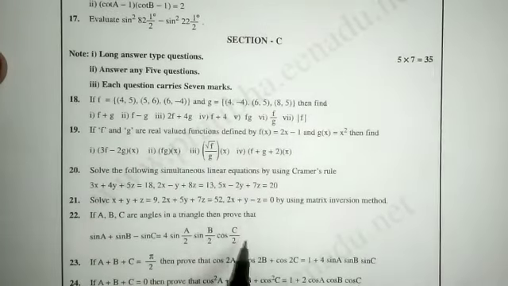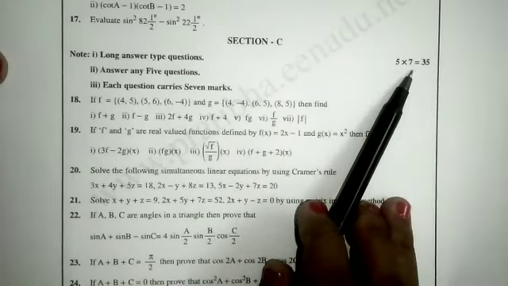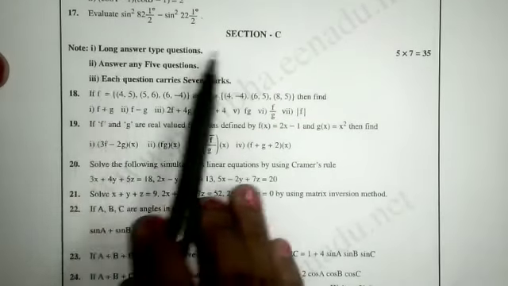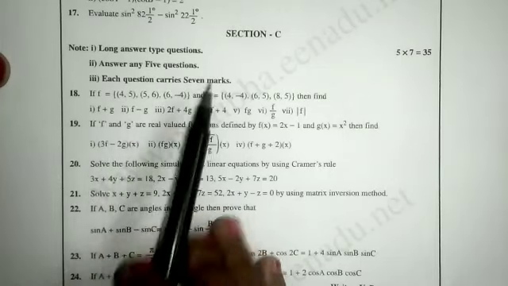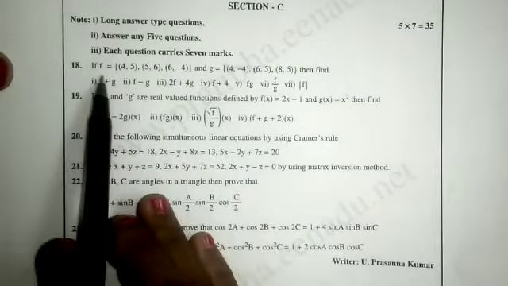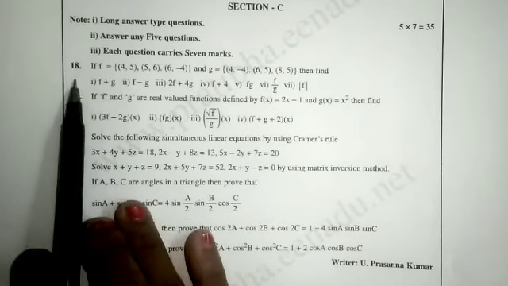Each one carries 7 marks here. 5 sevens are 35. We have to attempt only 5 questions. So section C, long answer type questions. Answer any 5 questions. Each one carries 7 marks. Okay, let us see the questions. First one, sum number 18.